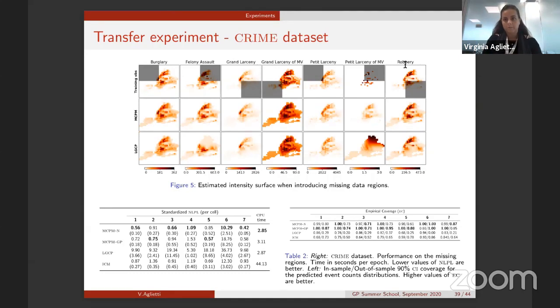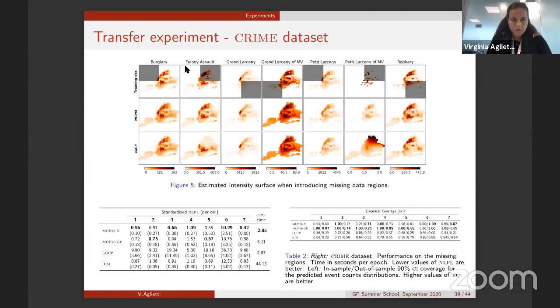So in the first row of this plot, you can see the observation for different crimes. So you have 7 different types of crimes. And what we do is we generate patches of missing data in the spatial region. So these shaded areas are data that we completely removed from the data set. And the idea is that we want to see what happens in this missing data region when we use a multitask model or a single task model. So the first row corresponds to our MCPM model. The last row corresponds to a single task model.